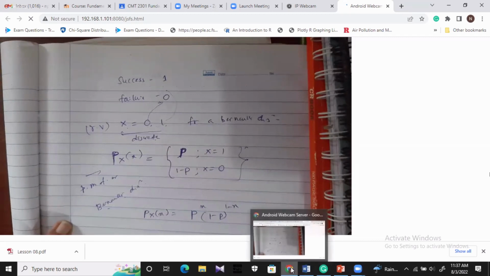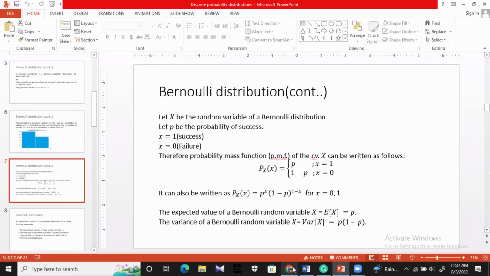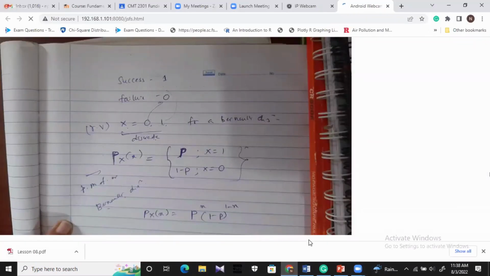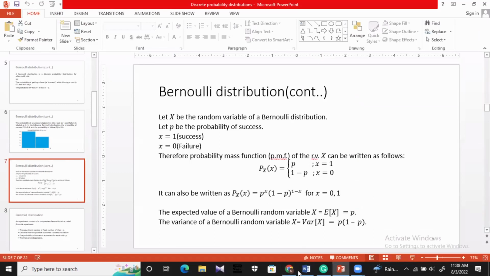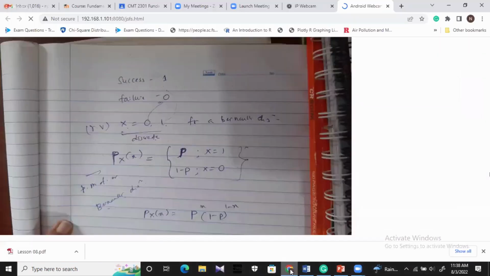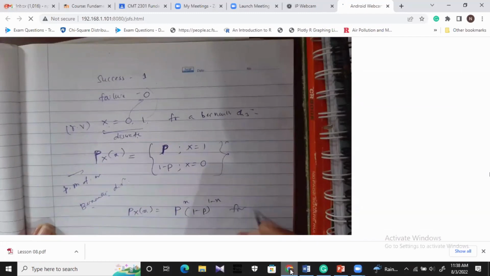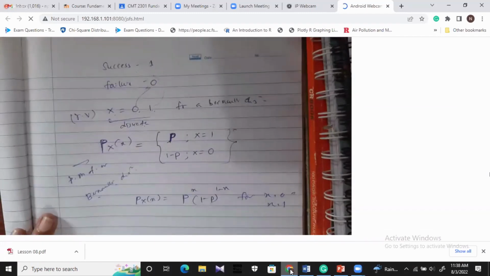Let me check that. P to the power x, (1 minus p) to the power 1 minus x, for x equals 0 or 1. Yes. Can you understand this formula?